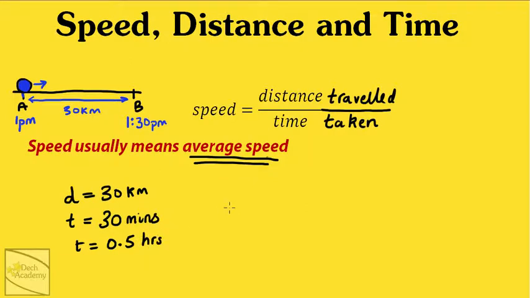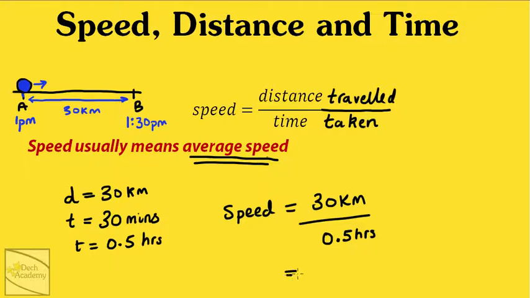So the average speed of this object is the distance it travels. We're considering the distance between point A and point B, so the distance is 30 kilometers divided by the time it takes to cover the distance, which is 30 minutes, in this case 0.5 hours. I'll tell you why I'm using time in hours. So our speed in this case is simply 30 divided by 0.5, which is 60 kilometers per hour. So this is just an intro to the whole idea. This is something you should be familiar with. Speed is distance over time is the key thing you need to take away from this section.